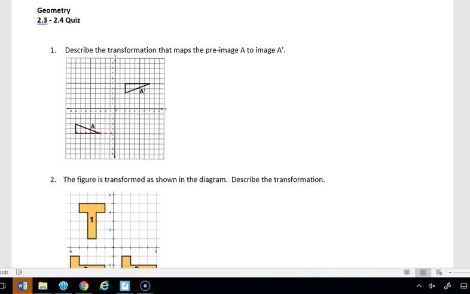Wait, I missed my count there. 1, 2, 3, 4, 5, 6, 7, 8, 9, 10. So it's 10 to the right.